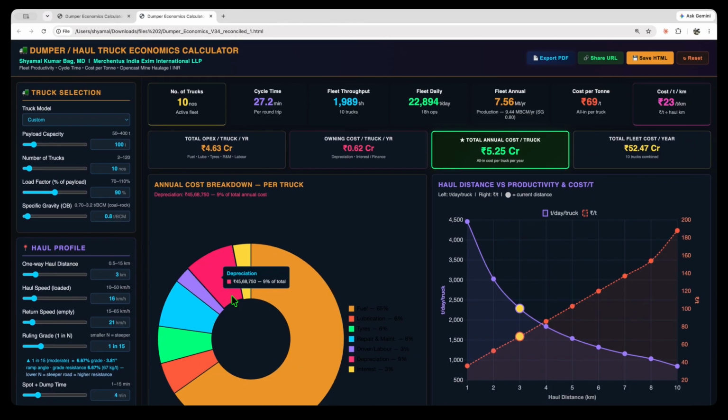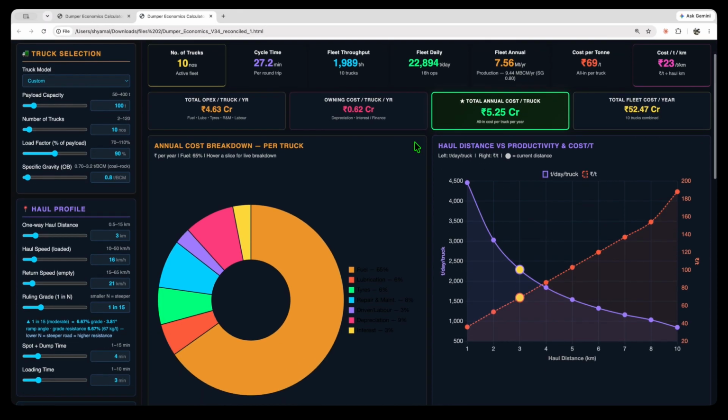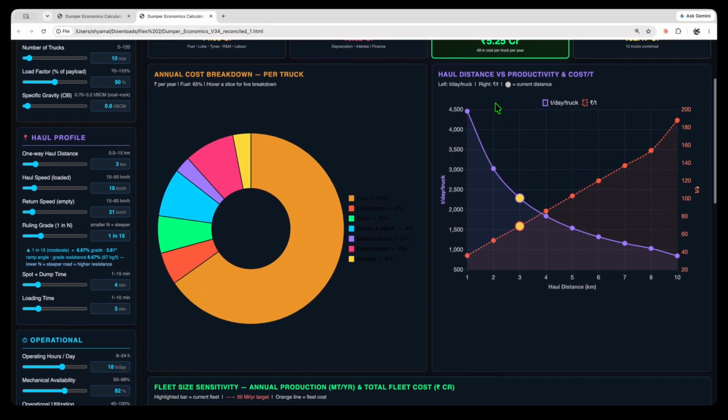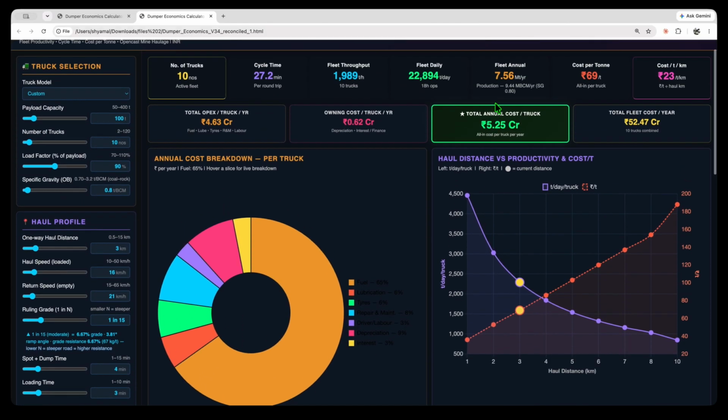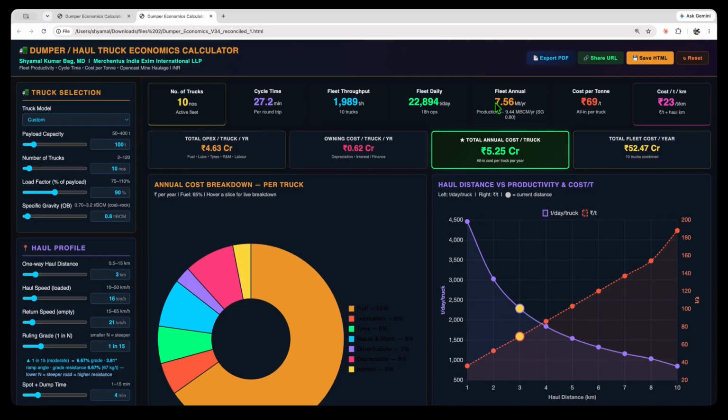Then let us come to the KPI strip. This is the summary a client needs in 5 seconds, that is fleet size, then cycle time, throughput per hour, per day, per year, and the two numbers that matter most, cost comparison, all in cost per ton and cost per ton per kilometer. So you can compare this haul against a completely different one on equal footing.